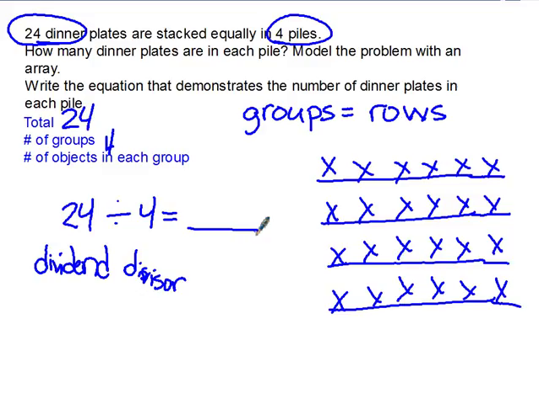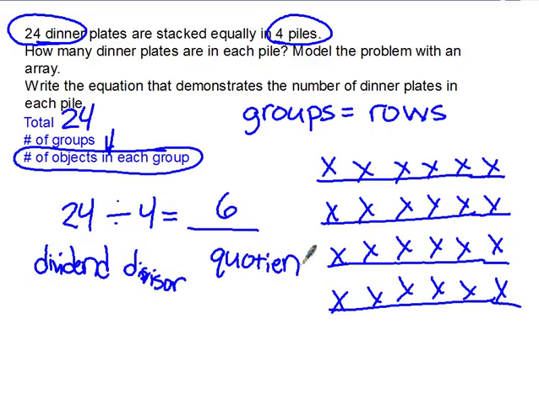So our answer is going to tell us how many objects in each group, how many plates are in each stack, and there are 6. And again, that is known as our quotient. In order for the children to know if they're solving for the number of groups or the number of objects in each group, they must start by first reading the problem and identifying the numbers and then determining what they happen to be.